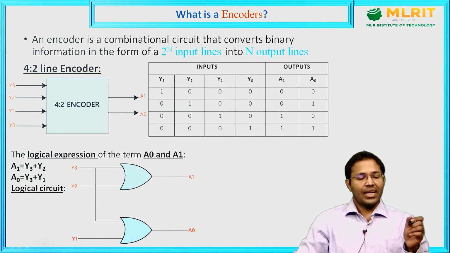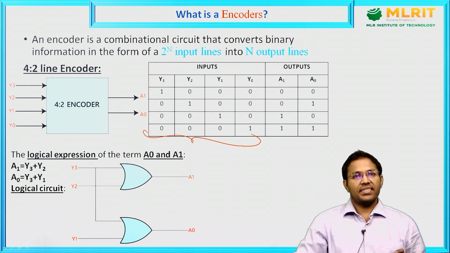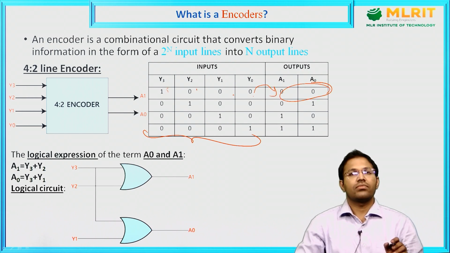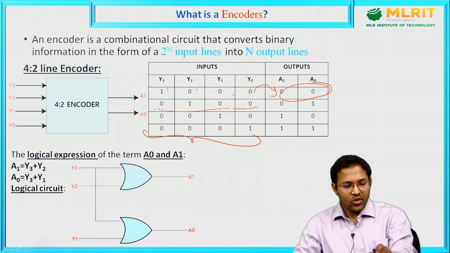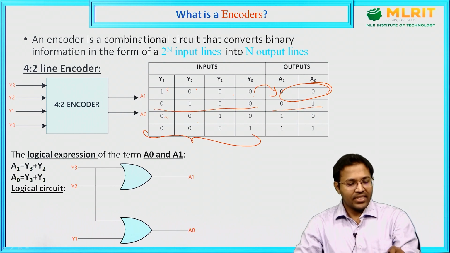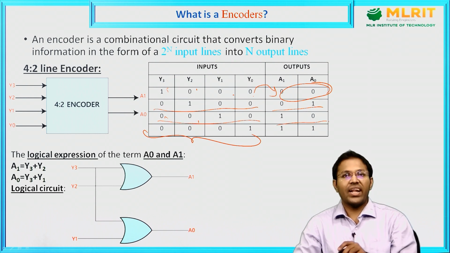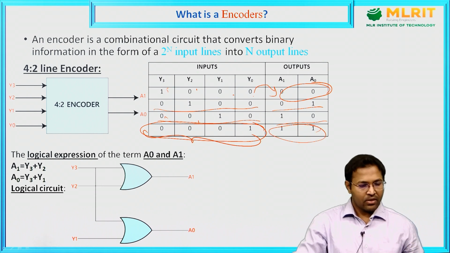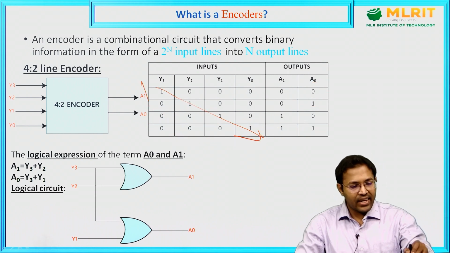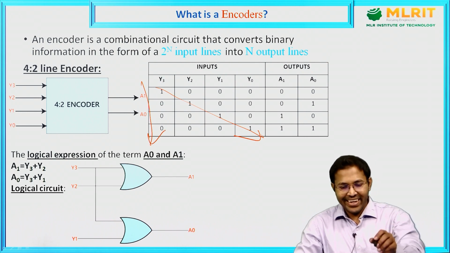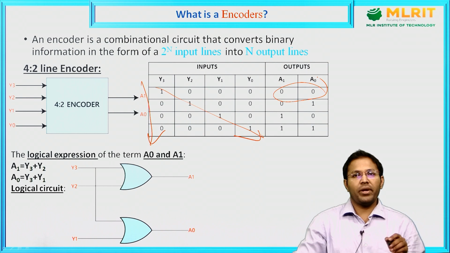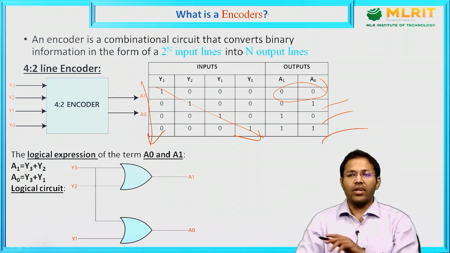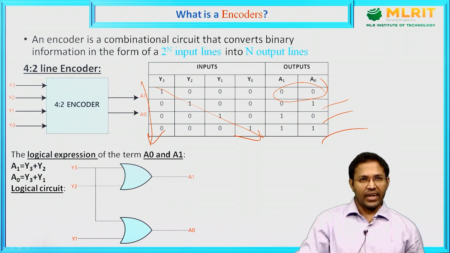A simple case of compression we can see here: 1000 can be encoded as 00, 0100 can be encoded as 01, then 0010 can be encoded as 10, then 0001 can be encoded as 11. As the 1 moves along the diagonal in the downward direction, this is the same 4-bit binary sequence. I hope everyone knows 00, 01, 10, 11. So this is the simple truth table of an encoder.